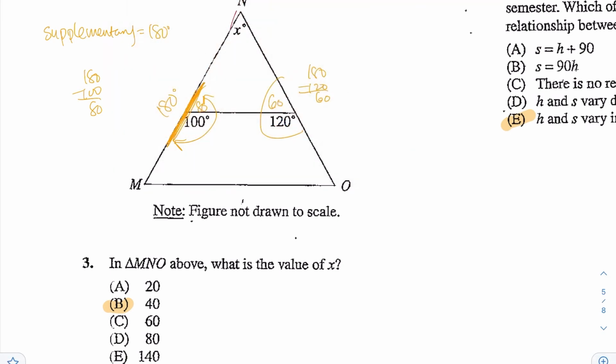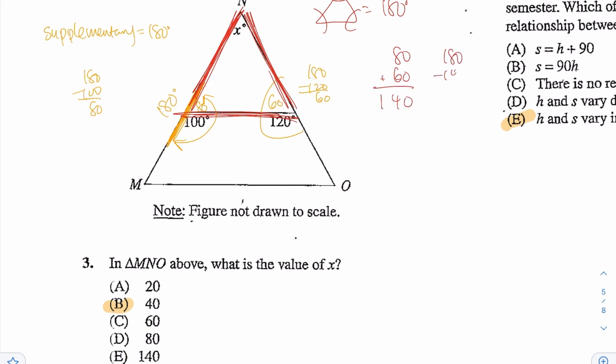And then the next piece of info you can use is that a triangle adds up to 180 degrees. So here you have 80 and 60, which means you already have 140. So if you do 180 minus 140, you will get 40 degrees left, and that has to be x. So that's choice B.